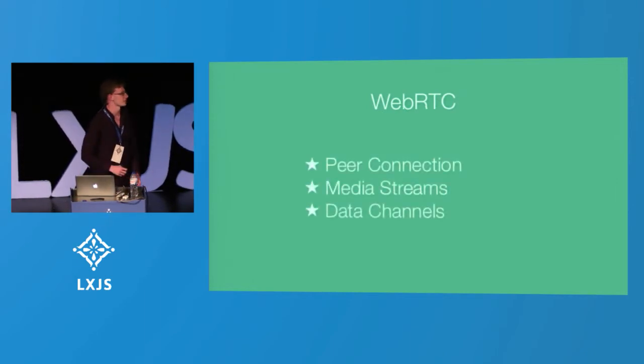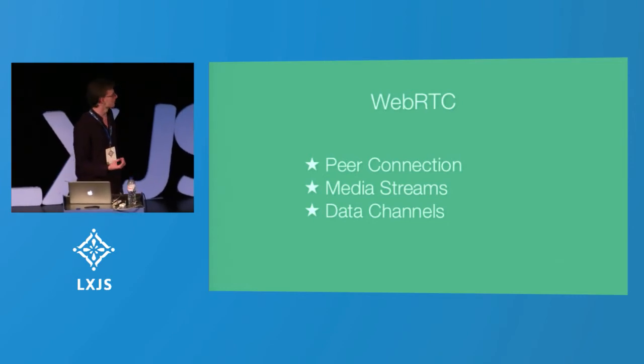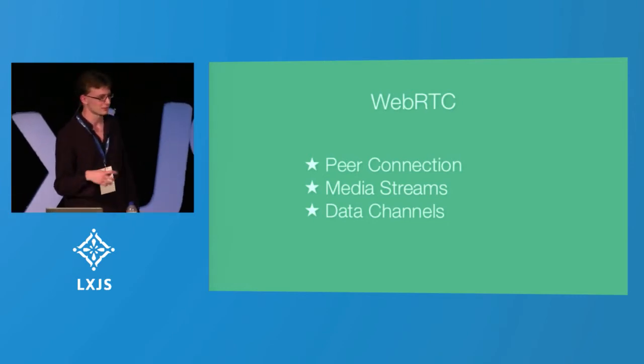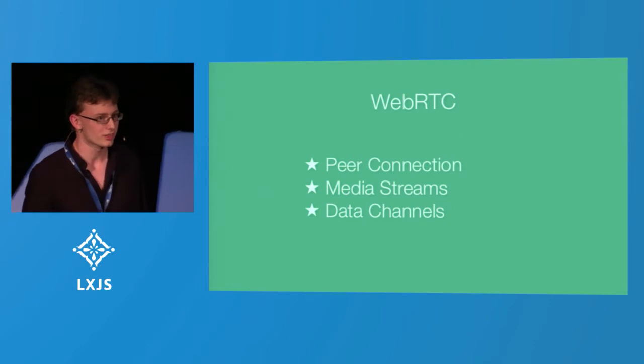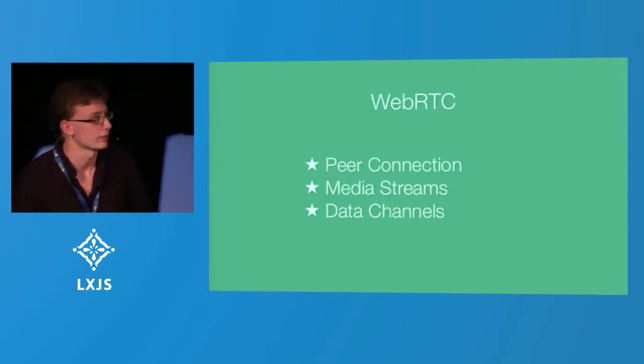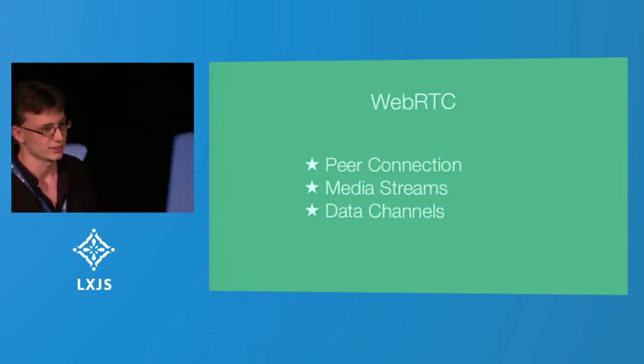Okay, so you've got the three different types. You've got the peer connections, which is what connects each other. You've got the media streams, which is to get user media. And you've got data channels, which is useful for sending any types of arbitrary data, so JavaScript objects, whatever you want, such as scores.